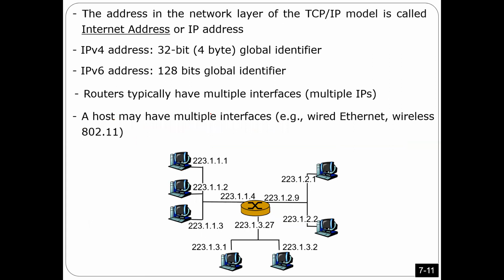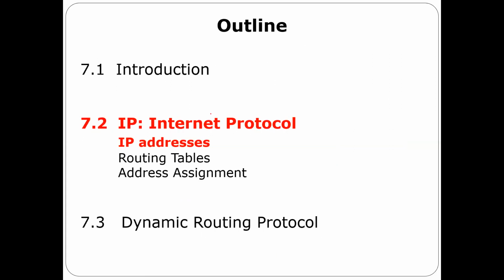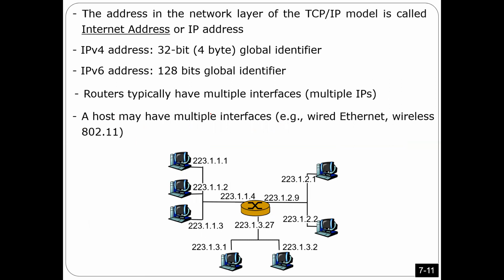Okay. So now I'm going to give you more details about the IP addresses. For IP addresses, we have IP version 4, and we have IP version 6, okay? So we have two versions of IP, IP 4 and 6. IP version 6 is the future one, but I think many computers are still using IP version 4. So we have two versions of the IPs, okay?